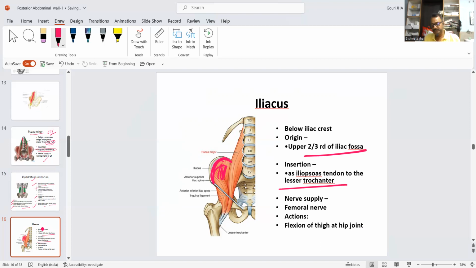Medially will be the psoas and laterally will be the iliacus. The nerve supply will be the femoral nerve, and the action again will be flexion of the thigh at the hip joint along with the psoas muscle.